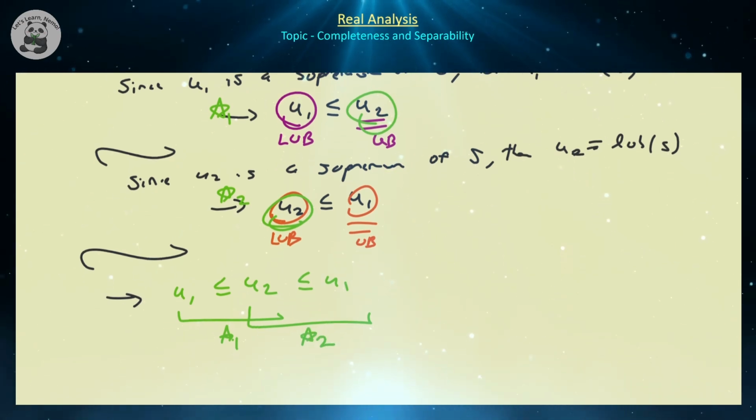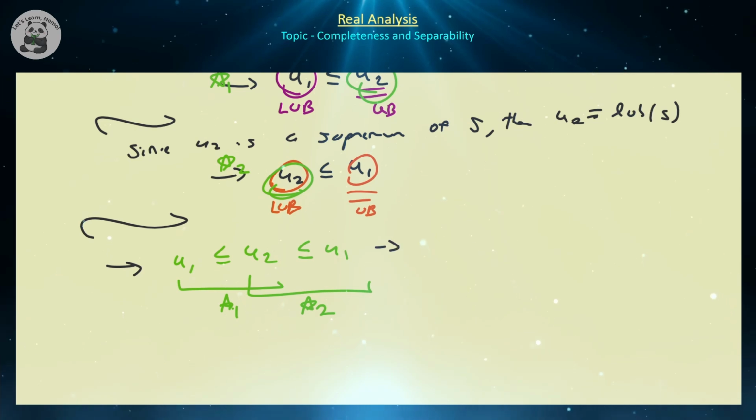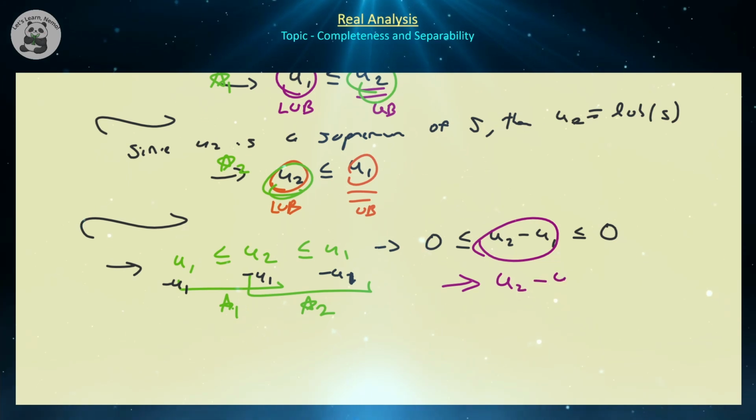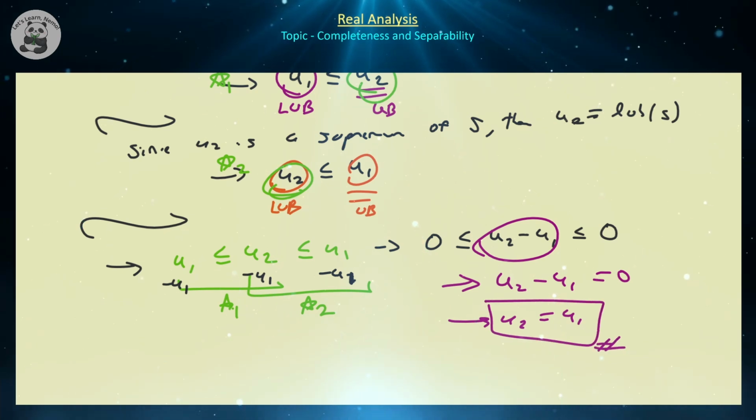So if we take this inequality and subtract u1 from all sides, what we have is 0 is less than or equal to u2 minus u1 is less than or equal to 0. And what number is in between 0 and 0? Well, that obviously implies that u2 minus u1 is identically equal to 0. And that implies that u2 and u1 are identically equal to each other, which means that the supremum, if it does exist, is unique, right?